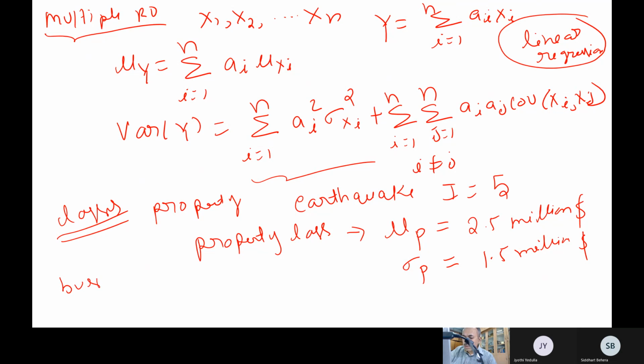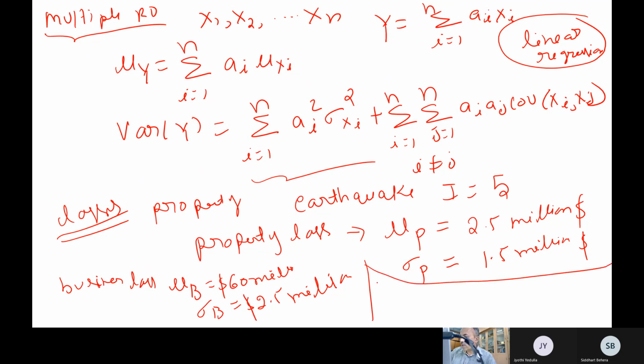Then we have business loss also. These are all random variables. The mean value is some $60 million, and the standard deviation of the business loss is some 2.5 million. Similarly you have injuries also, that is, health issues, so the losses due to injuries. Let us say its mean value is some 2 million. These are just some numbers. The standard deviation for injuries is some $4 million. So these are individual things.